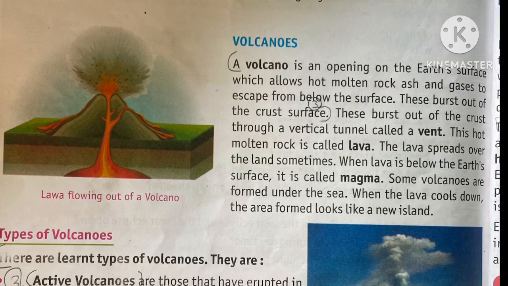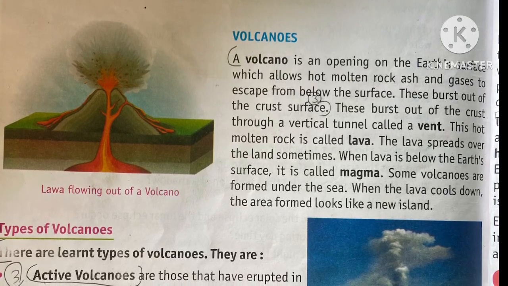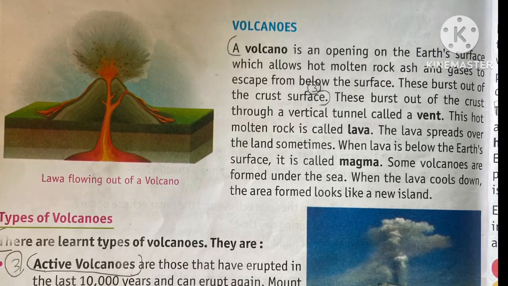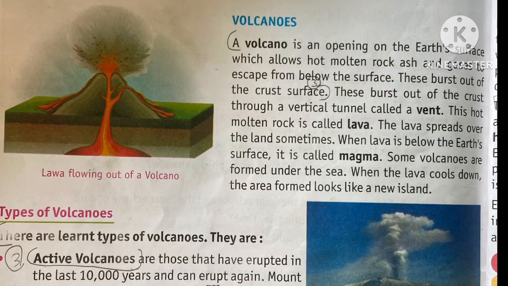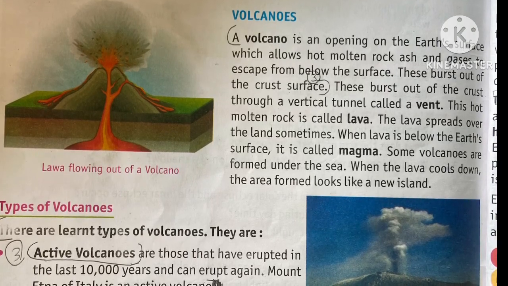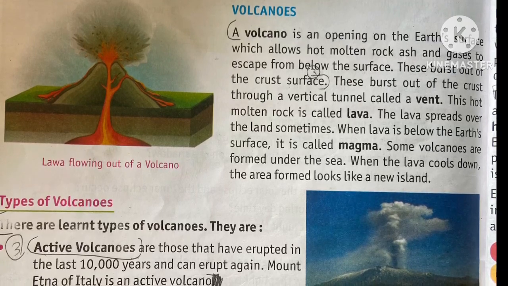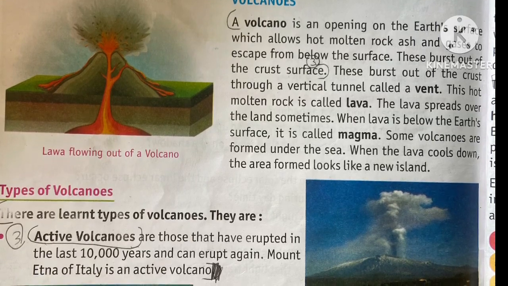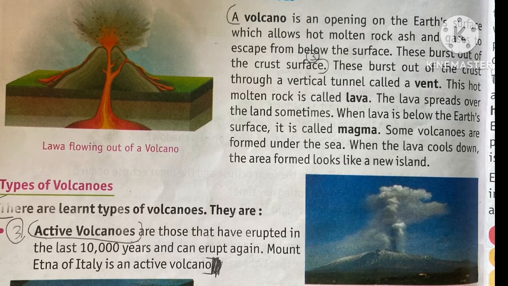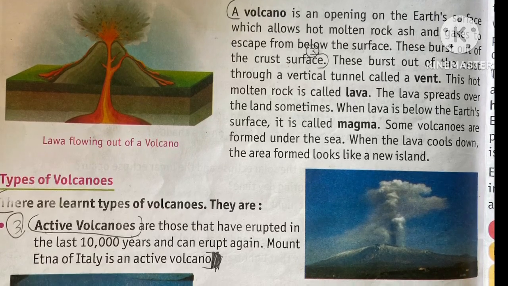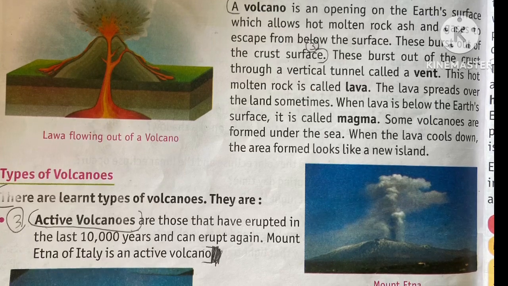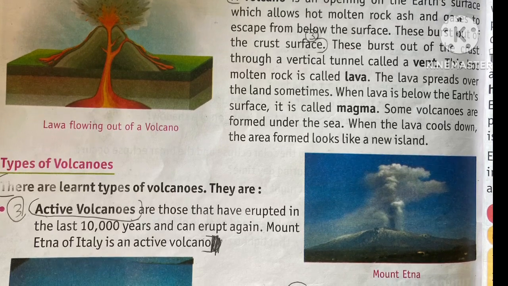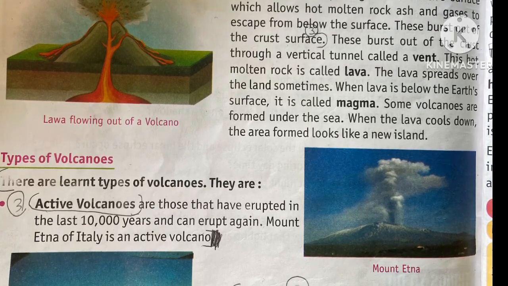A volcano is an opening on the earth's surface which allows hot molten rock, ash, and gases to escape from below the surface. These burst out of the crust through a vertical tunnel called a vent. This hot molten rock is called lava. The lava spreads over the land sometimes. When lava is below the earth's surface, it is called magma.